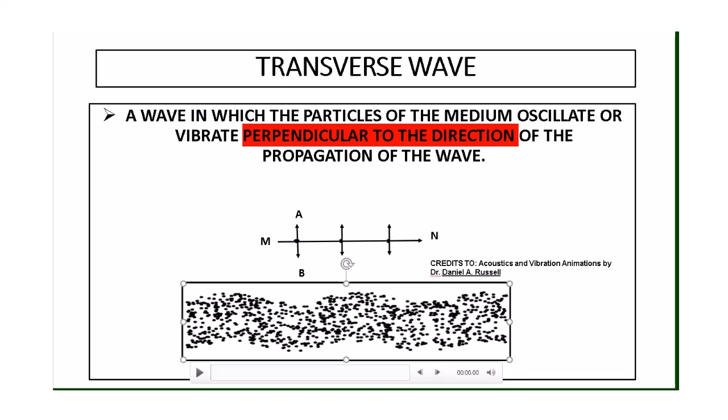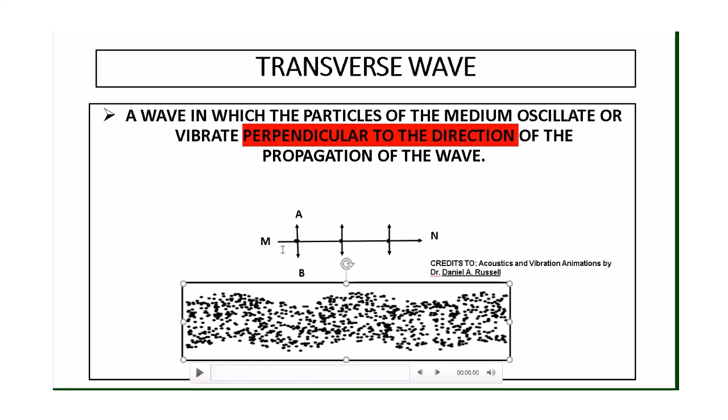Next is the transverse wave. A transverse wave is a wave in which the particles of the medium oscillate or vibrate perpendicular to the direction of propagation of the wave, unlike in the case of longitudinal wave, where the particles vibrate along the direction of propagation of the wave. And this has been shown to you in this figure.